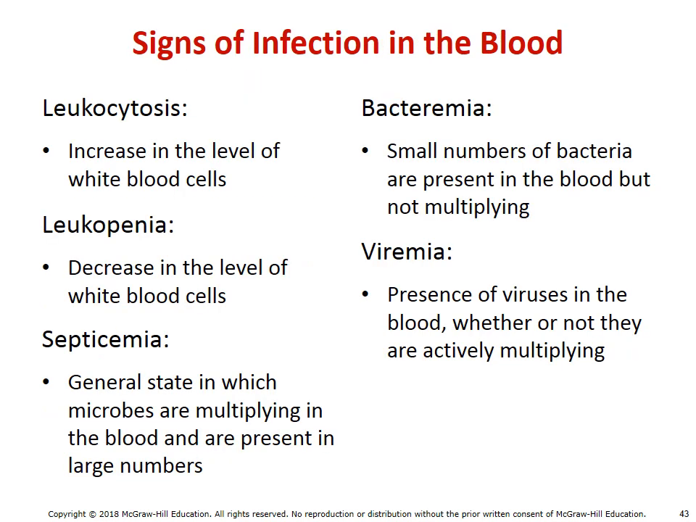There can be signs of infection in the blood, including leukocytosis. Leukocytosis is going to be an increase in the levels of white blood cells. This would illustrate that the body's trying to fight back against a potential infection. Leukopenia would be the opposite, where we're losing a fight against an infection, and thus we see a decrease in white blood cells.